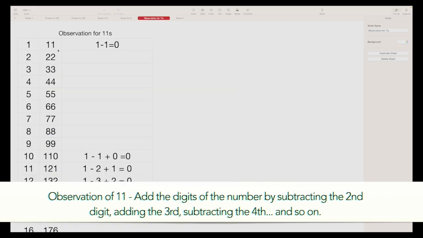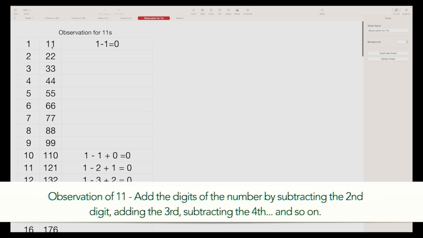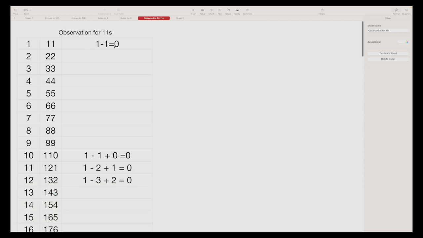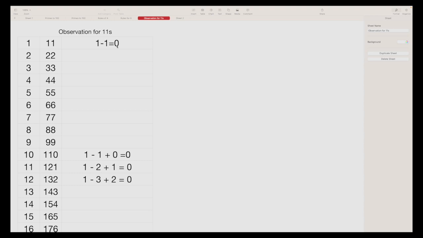And that is, if you take the digits and you subtract, add, subtract, add, subtract, add, and if it adds up to 0, it's possibly, doesn't mean it is, it's possibly divisible by 11. And we can see that with all these. All of these we know.